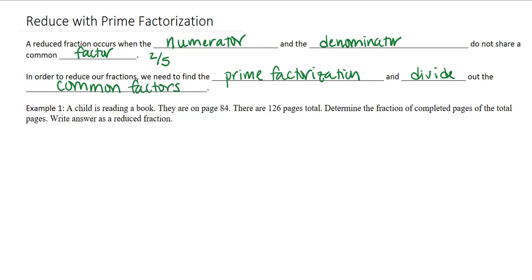So let's look at example 1. A child is reading a book. They are on page 84. There are 126 pages total. Determine the fraction of completed pages of the total pages. We're going to write the answer as a reduced fraction. So we have 84, right? Because we're on page 84 out of 126.